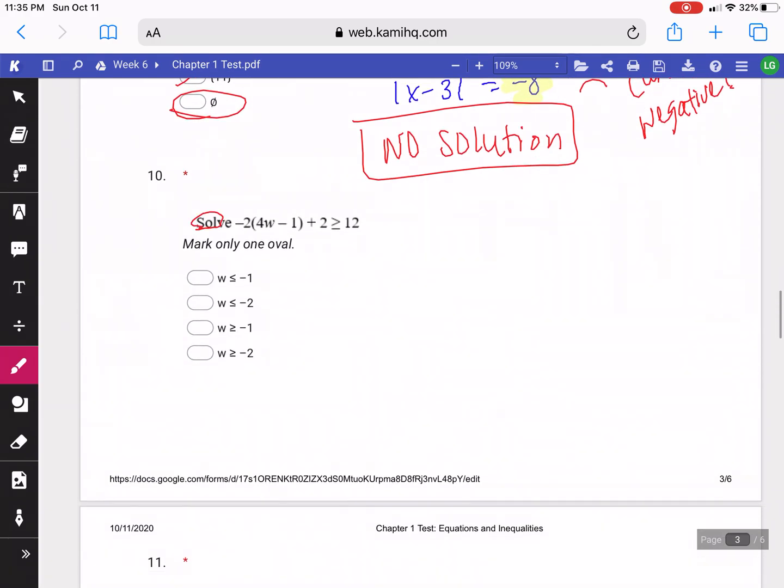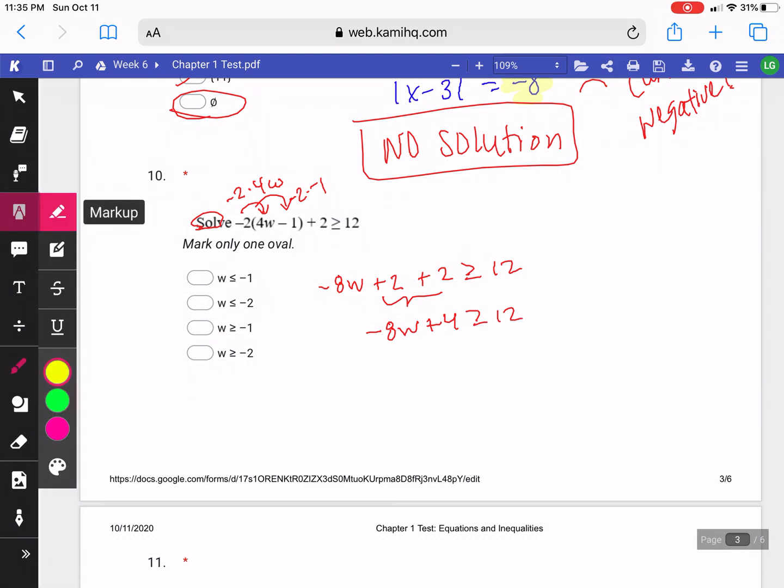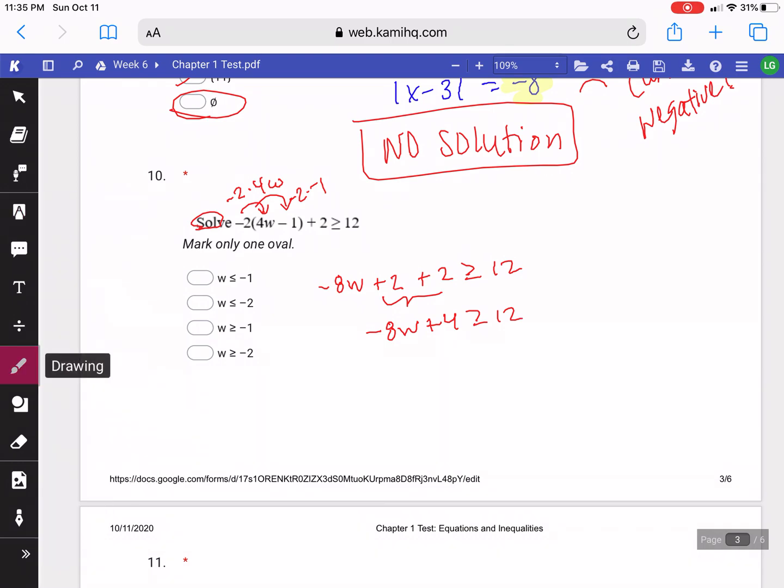So we're solving. So I'm going to distribute. Negative 2 times 4w is negative 8w. And negative 2 times negative 1 is positive 2. From here, I combine like terms. And now I can start solving for w. Since these are stuck, I'm going to do minus 4 first. And then I can divide by negative 8.